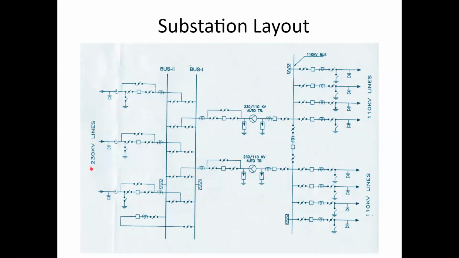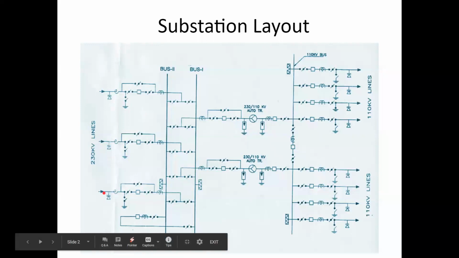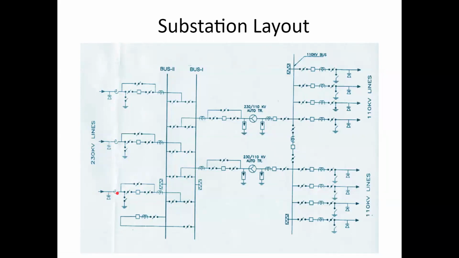This part is the high voltage side. 230 kilovolt comes in, and 110 kilovolt lines go out. You can see many lines going out. There are three input lines coming in. Remember, one line in this diagram indicates three phases, actually three lines: phase A, phase B, phase C. There are three input transmission lines coming here. All of these will be connected to a bus bar.